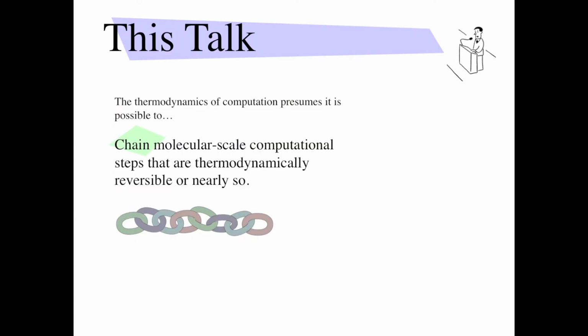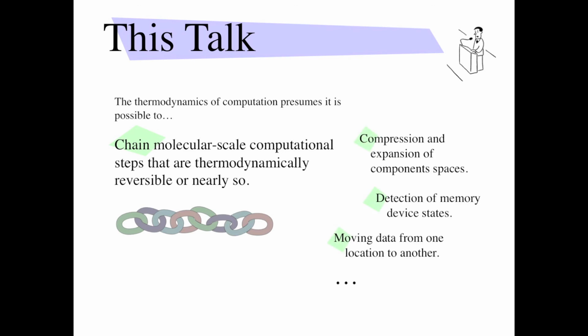The no-go result pertains to an assumption routinely made in the thermodynamics of computation. It is that when we work at molecular scales, we can chain together many thermodynamically reversible computational processes so that overall the total amount of entropy created by them can be made minimal. The processes at issue are indicated here. They include compression and expansion of component spaces, detections of memory device spaces, moving data from one location to another, and more.